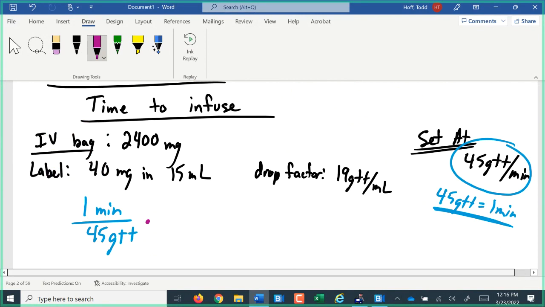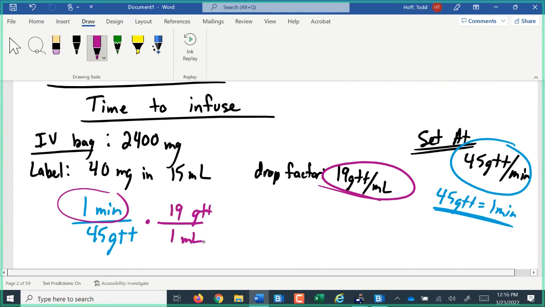And now we can convert. Well, minutes is what we want. We want time. So let's get rid of the drops. We'll put drops here. And we need to find something else that relates drops to something else. Well, we have that right here: 19 drops per milliliter. That's saying 19 drops is 1 milliliter. Drops are canceled out there.